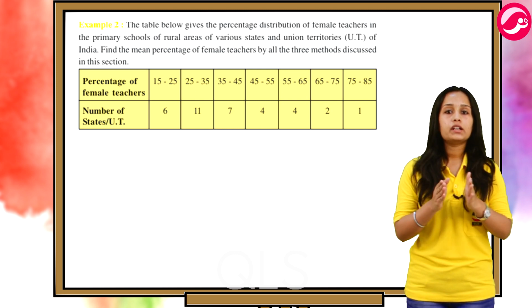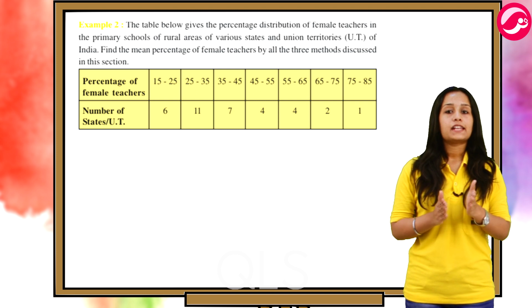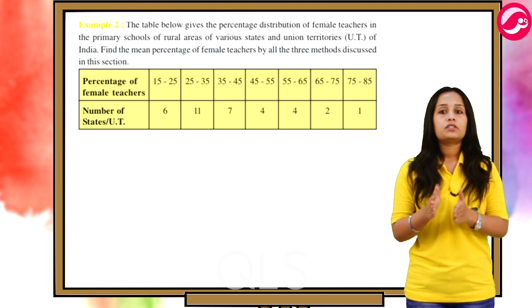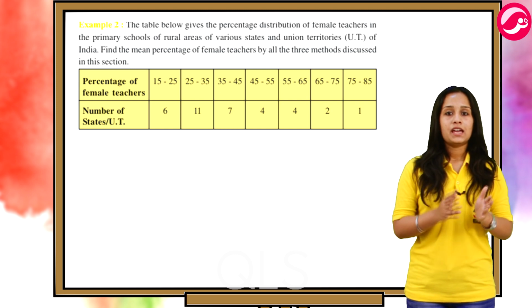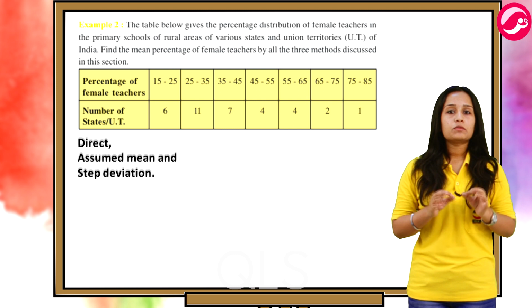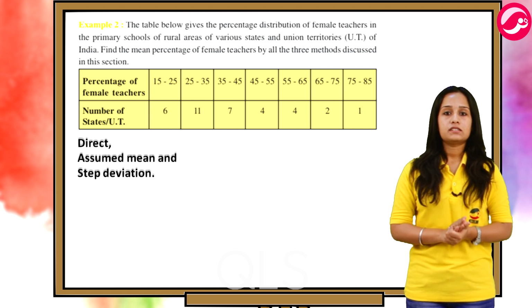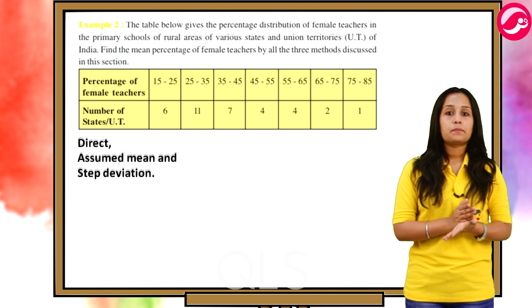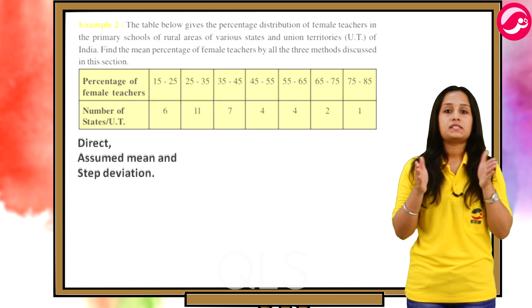schools of rural areas of various states and union territories of India. We have to find the mean percentage of female teachers by all the three methods we have discussed so far. So हमको इस प्रॉब्लम को सॉल्व करना है using all the three methods, direct, assumed mean and step deviation. So first step is always the table, the frequency table.